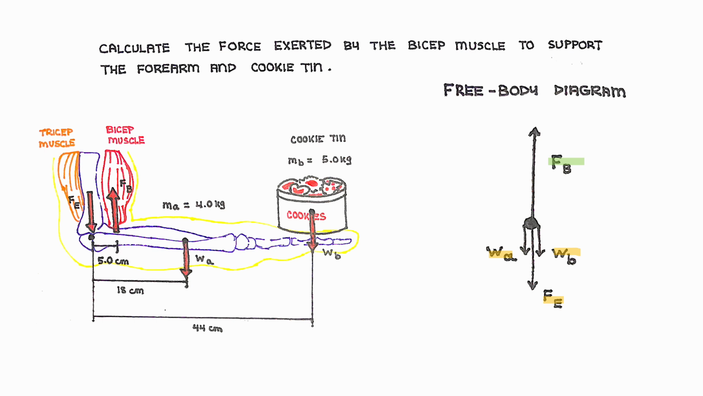This is because FE, WA, and WB are all forces that would produce a torque in the clockwise direction, relative to the pivot point in this problem, which would be located at the elbow, whereas FB would be the only force to produce a torque going in the counterclockwise direction.